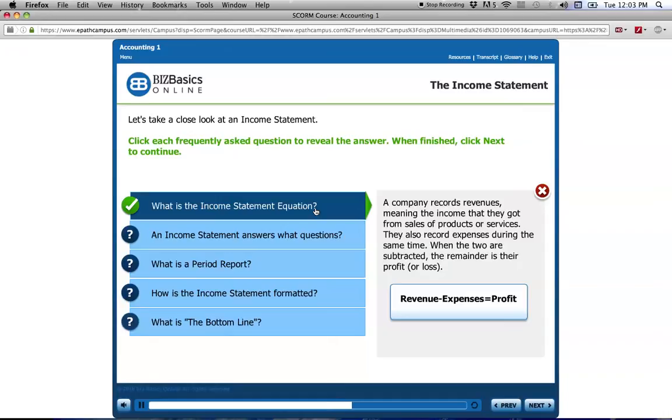Yes, this income statement in the business word swamp has other names, and one is the P&L statement, the profit and loss statement. While other names are sometimes used, most companies now refer to it as the income statement.